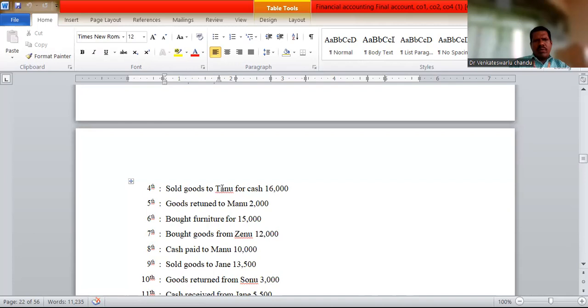Sold goods to Tanu for cash, 16,000. Here the transaction happens through cash, so we do not need to record Tanu's name. Goods is the real account and cash is the real account. According to the real account, debit what comes in, credit what goes out. Goods are going out and cash is coming into the company. So, cash account debit to goods account.